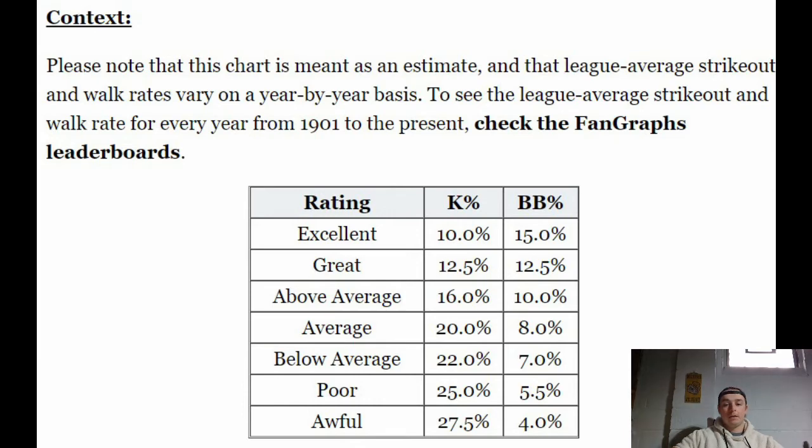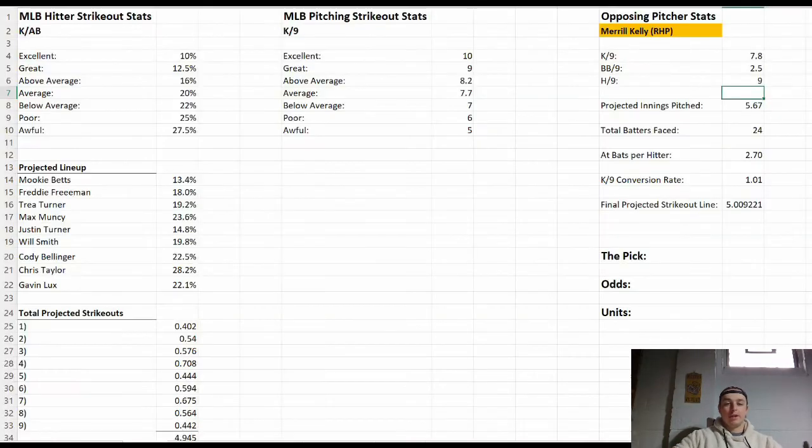Now, I mentioned it earlier in the video, but here's a picture of the spreadsheet that I use to handicap these props. As you can see in the top left, I've got the MLB pitcher strikeout stats and hitter strikeout stats. So you can see I've got those tables in here just as a reference. It's just nice to have.